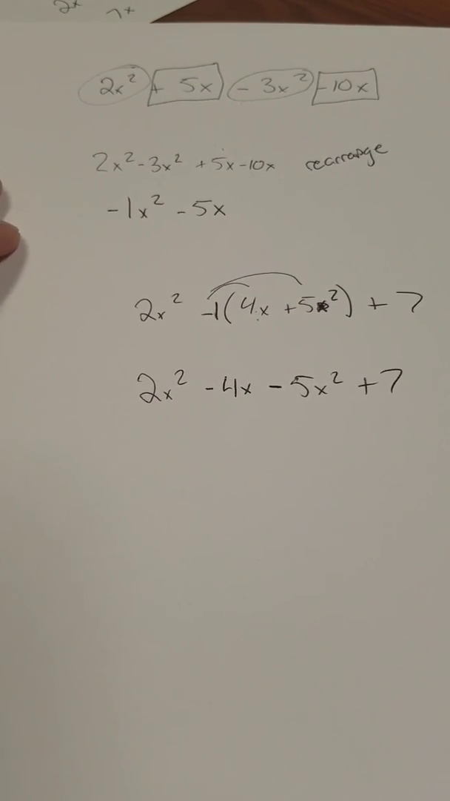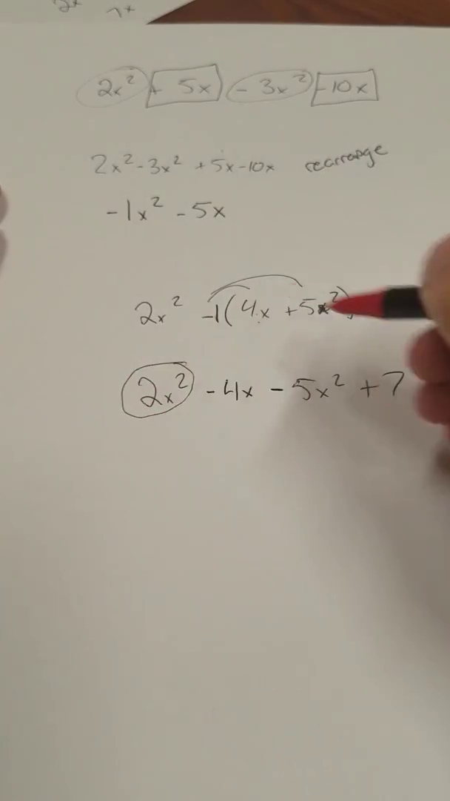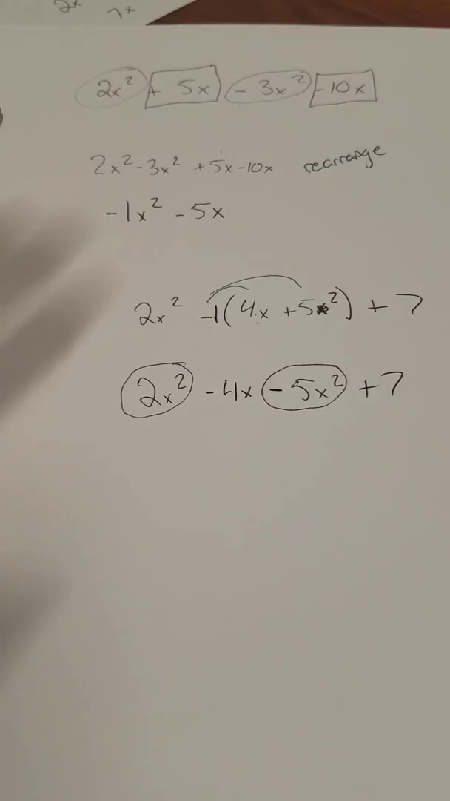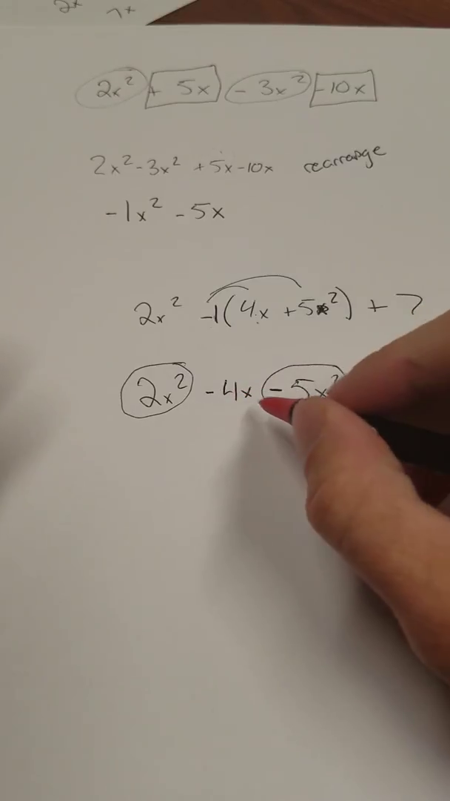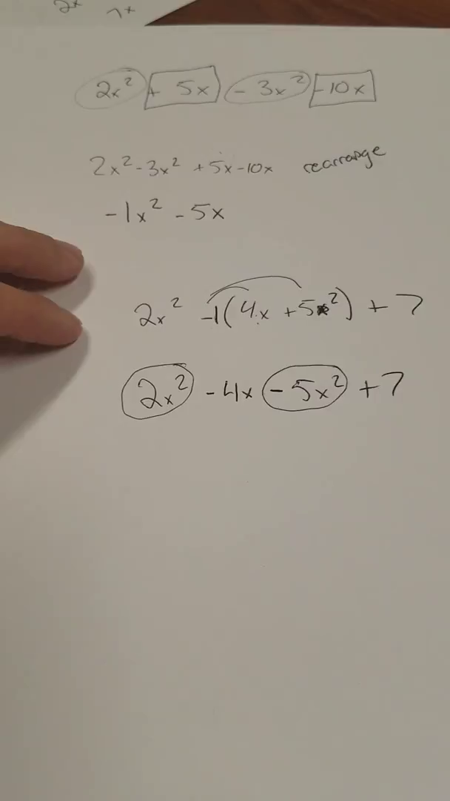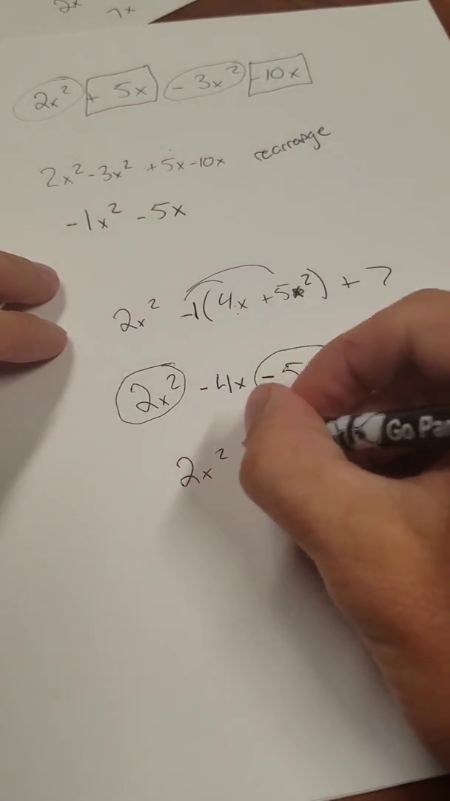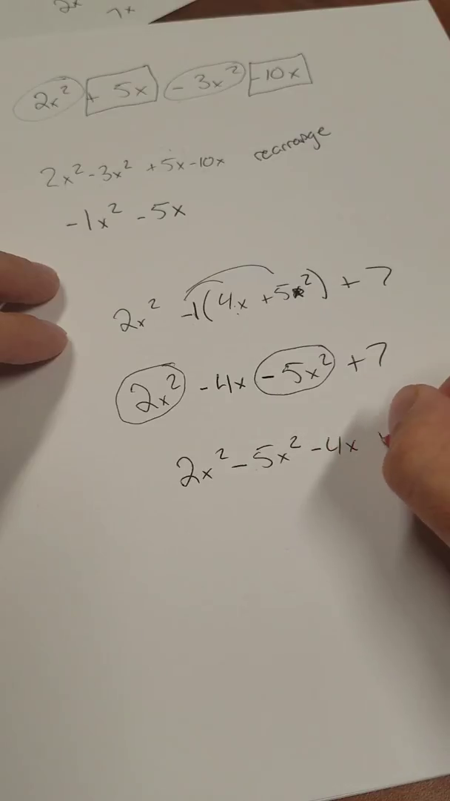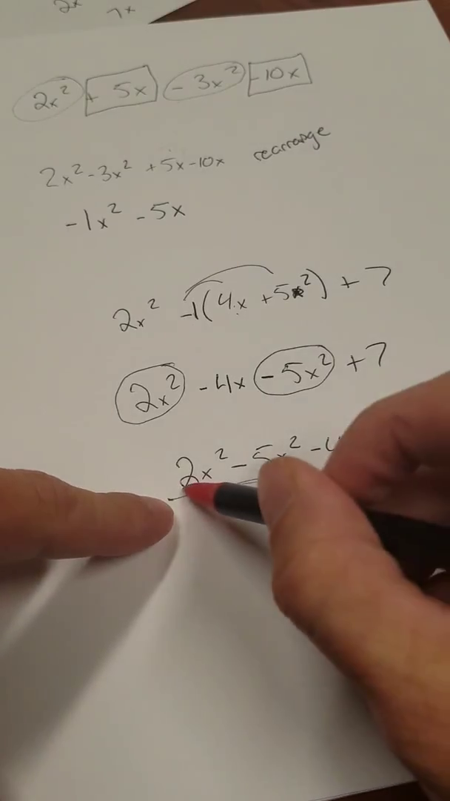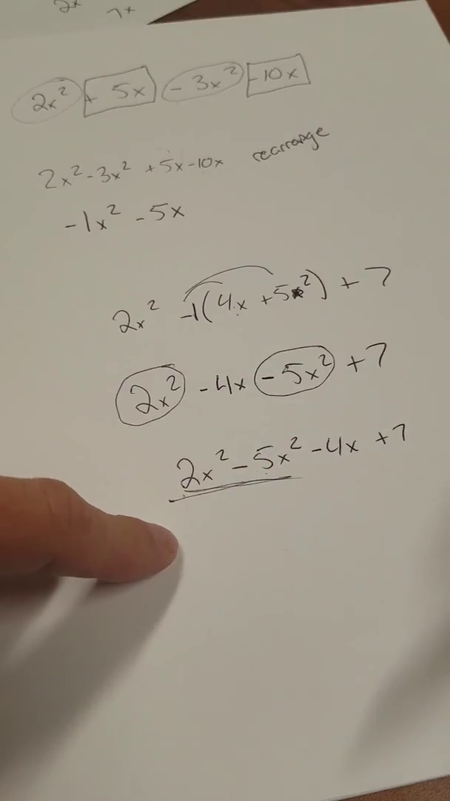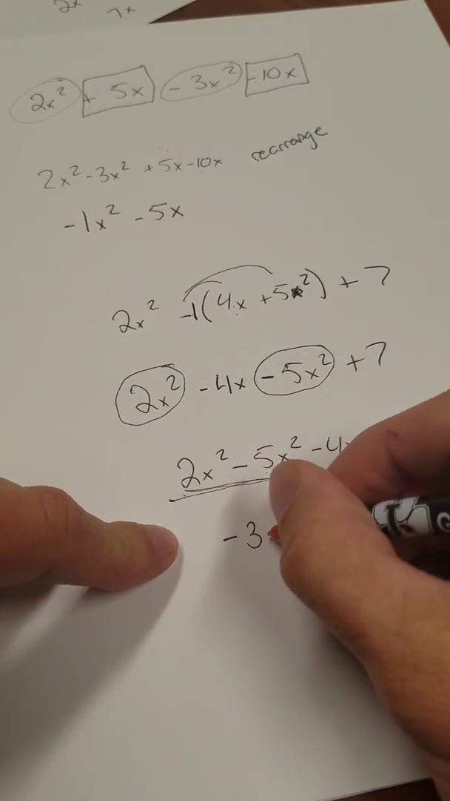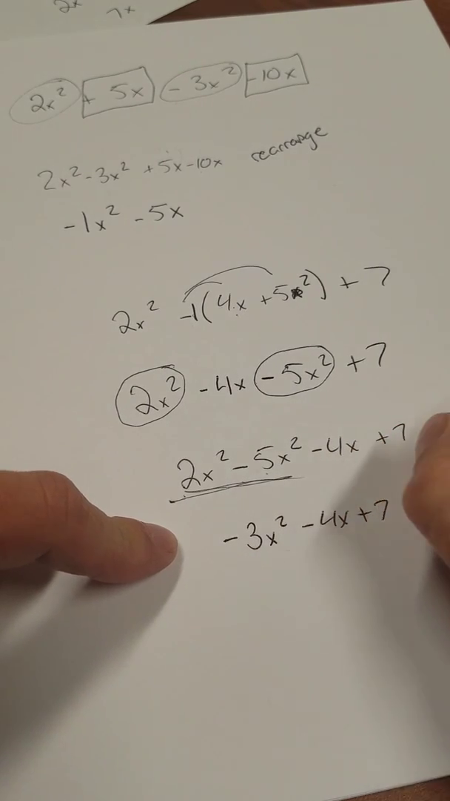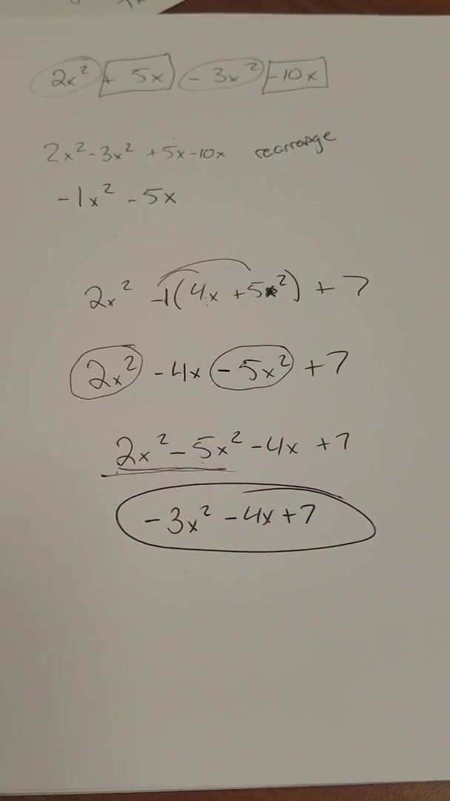Put your like terms together. Well, let's look for them. I have x squared's there, -5x squared's there. That's it for like terms. Those two can't pair up. That's an x, that's a constant. So rewrite it. 2x squared minus 5x squared minus 4x plus 7. Combine like terms right there. 2 minus 5. That turns into -3x squared minus 4x plus 7. That would be the solution to the problem, okay?